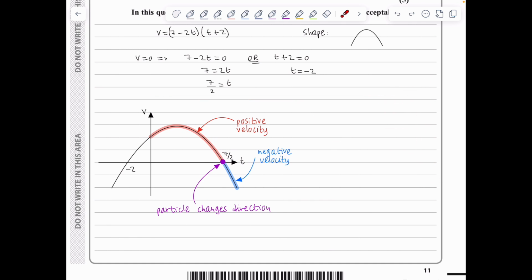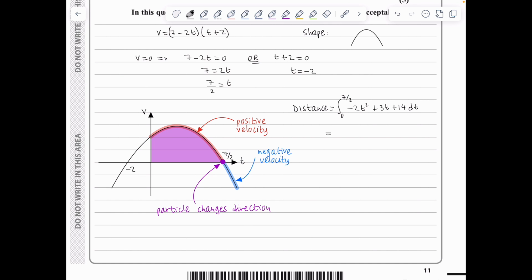Now the question is asking for the total distance covered until P changes its direction of motion. So we're essentially looking for the shaded area here. I'll be using integration to find this area. So the distance here will be given by the integral from 0 up to 7 over 2 of the expression of v in terms of t, which was negative 2t squared plus 3t plus 14 dt.